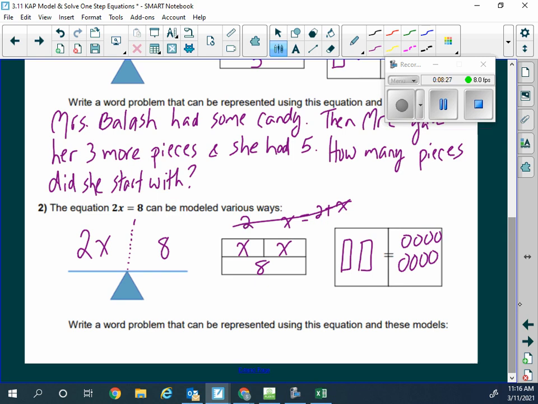And then a story problem, let's not write it. I'm just looking at our time. You could have said something like, Miss Ballish had 2 boxes of markers, which totaled 8 markers. What would the question be? How many markers are in each box? That's right. Are we good so far?